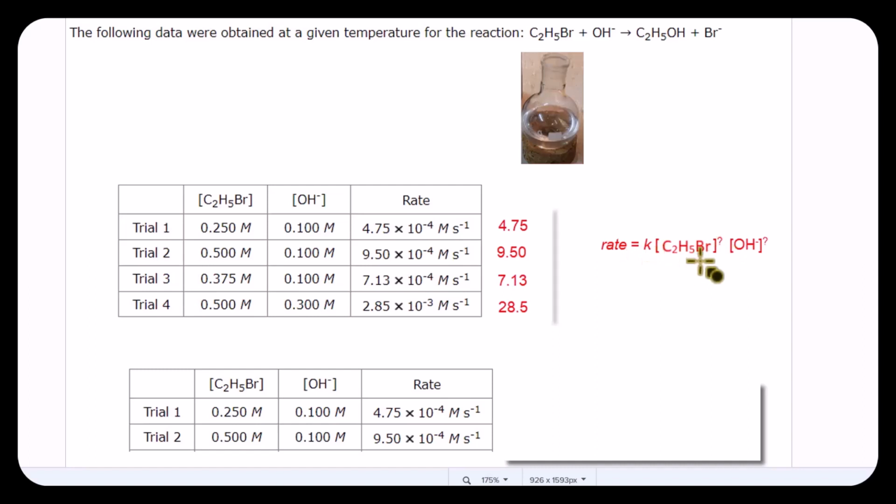And I said exponent because I'm going to deal with them one at a time. I'm going to deal with the bromoethane first. So I'm looking at the bromoethane, and I see in trial 1 it has this concentration, and the hydroxide has a 0.1. Now in trial 2, I see they haven't changed the hydroxide, which is great because I don't want that to mess up my rate. But I see that trial 2 has doubled the concentration of the bromoethane. That's what you want to look for. Okay, this is a nice doubling.